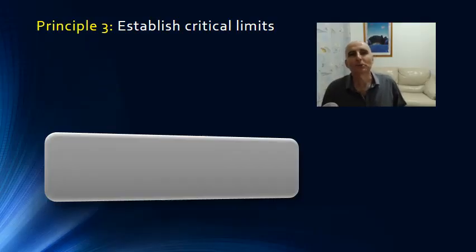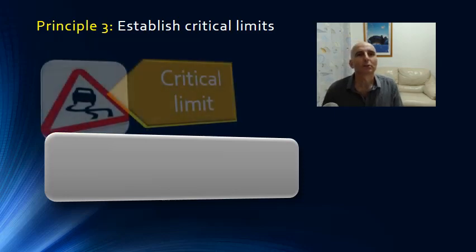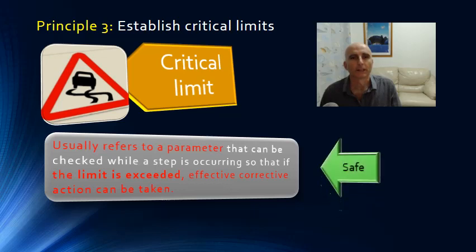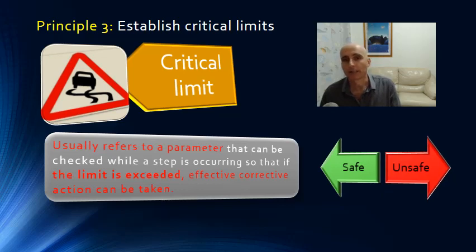Now let's do principle 3, which is establish critical limits. So first of all, the definition: it usually refers to a parameter that can be checked while a step is occurring so that if the limit is exceeded, effective corrective action can be taken straight away. Now we have to look at the difference between safe and unsafe. Anything that exceeds the critical limit is unsafe and is therefore not acceptable in the process, and we go back to the last step.